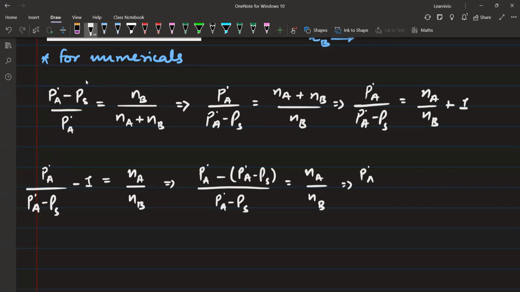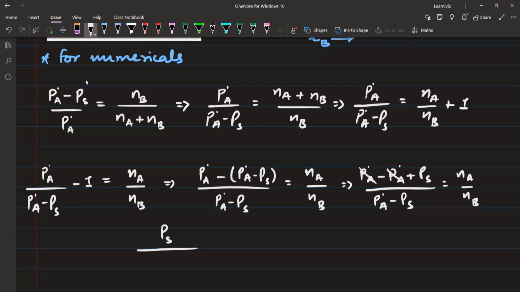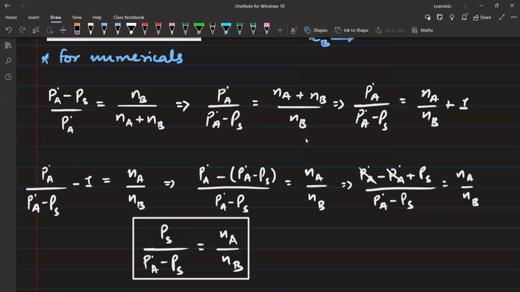So we will have P naught A minus P naught A plus PS divided by P naught A minus PS, which will be equal to number of moles of A divided by B. So P naught A and P naught A will be getting cancelled. And you will get the ratio of solute divided by, P naught A minus PS will be equal to number of moles of solute divided by number of moles of solvent. Okay, so this is something that you can use.